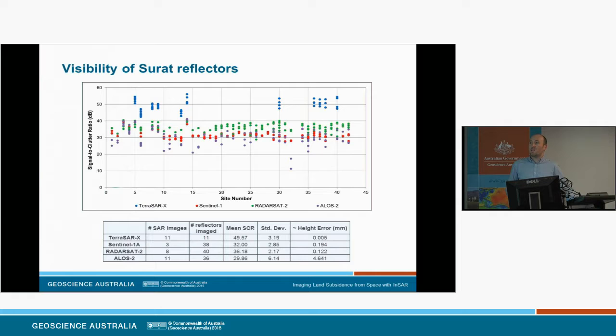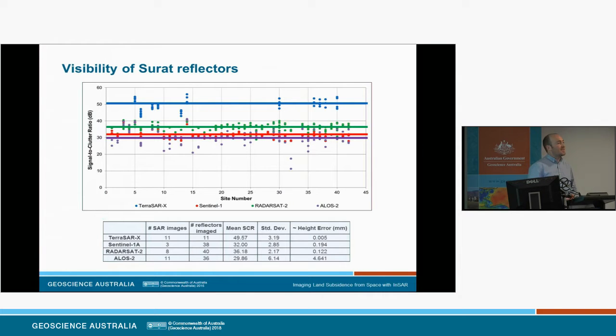We bought some imagery for TerraSAR-X and RadarSat-2, and what we're finding is that for the X-band imagery, the signal-to-clutter ratio is coming out at about 50 decibels, RadarSat-2 at about 36 decibels, Sentinel-1 at about 32 decibels, and ALOS-2 at about 30 decibels. And these signal-to-clutter ratios are pretty good. They're much higher than we were expecting, and this results in better than expected height errors for this corner reflector infrastructure.